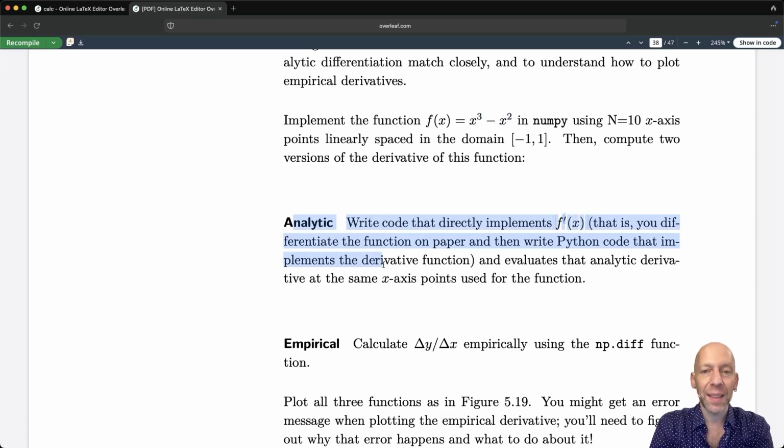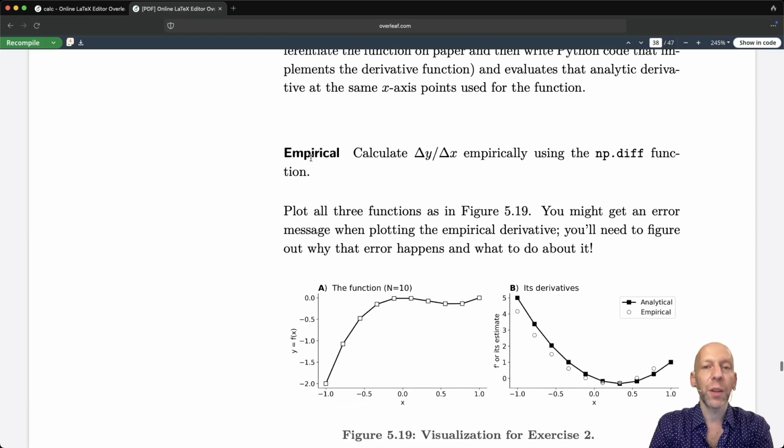First is the analytic derivative, and that means that you differentiate this function on your own by hand, or maybe you can do it in your head. It's not so difficult. And then you implement that derivative as a function in NumPy. Second, you calculate the empirical derivative or numerical differences by calculating delta y by delta x. This is very similar to what we did in the previous exercise looking at local slopes.